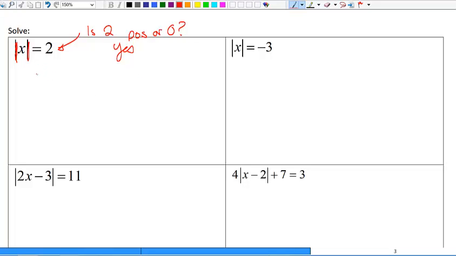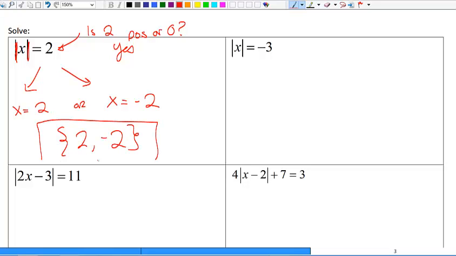Okay, so because I can keep going, I'm going to split this up into two equations. x is equal to positive 2 or x is equal to negative 2. I might be able to continue solving these, but in this case they're already solved. So my answer is just 2 and negative 2. I put my solution inside these braces because those braces indicate that the things inside them are the solutions to the equation. That's just set notation.